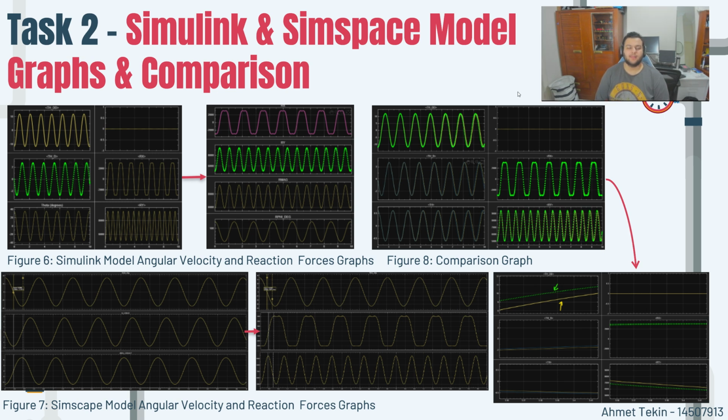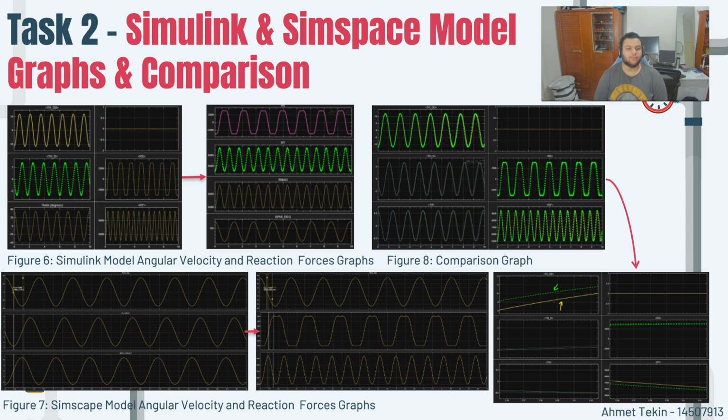So as my last slide, I'll be talking about the results we obtained from both models and the graphs in comparison. We can see that the first two graphs on the left side are the Simulink graphs, the bottom two are from the Simscape, and the two remaining on the left are the comparison.